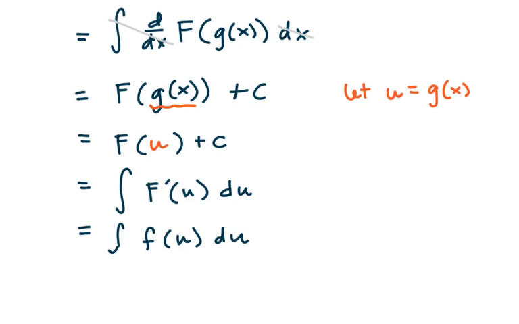Remember, capital F represents the antiderivative, and when I put that prime in there, the derivative of the antiderivative is the original function, little f. And that is how we can use substitution to perform integration of more complex functions, or things that look like a composition with the derivative in there as well. So let's do some examples in our next video.